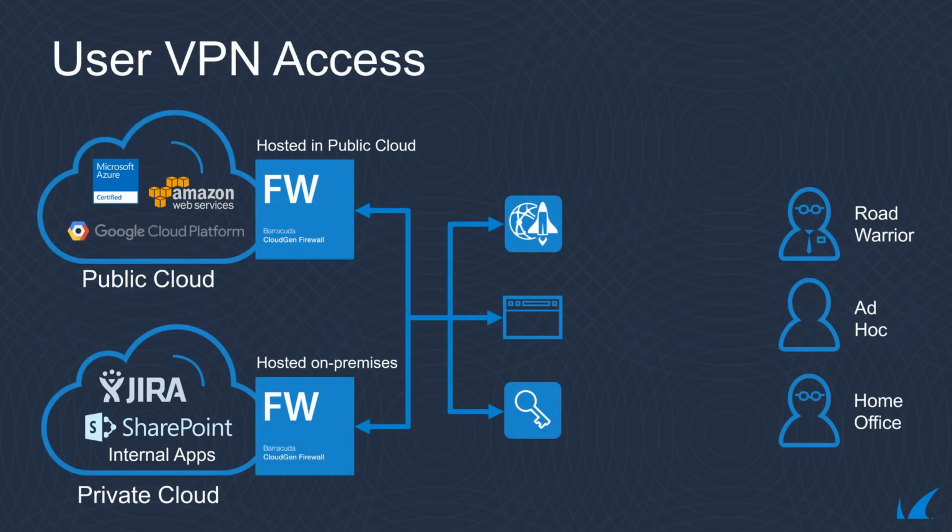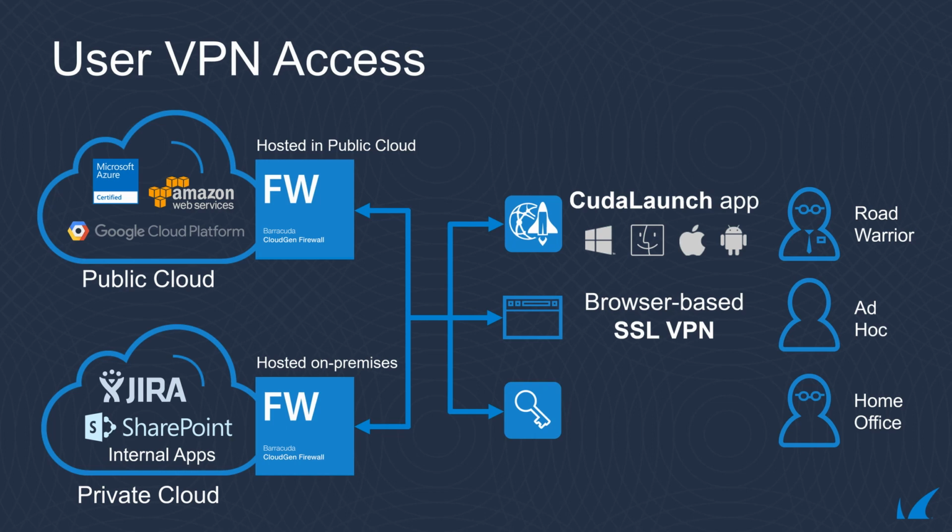The Barracuda Cloud Generation Firewall allows you to offer VPN access from anywhere and from any device. We have a mobile client called CUDA Launch designed for iOS and Android devices. We have an OS-independent customizable SSL VPN option that only needs a browser with Java. We have a fat client for Windows, Linux, and Mac OS X.